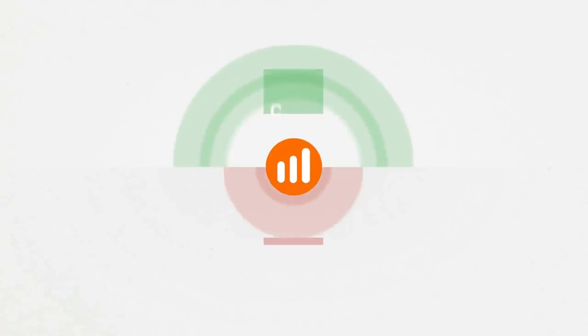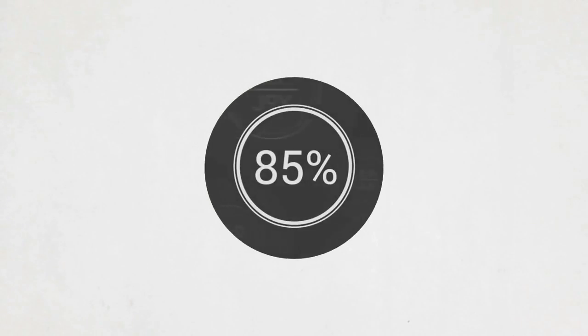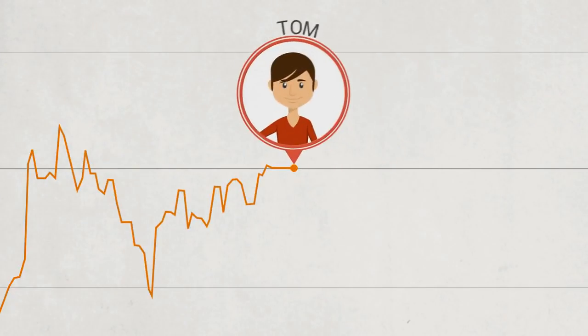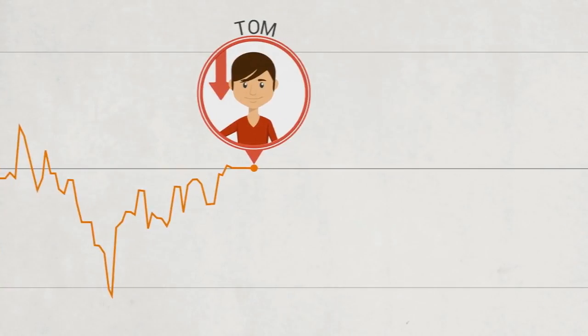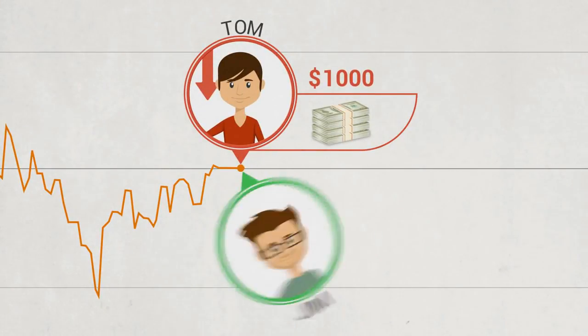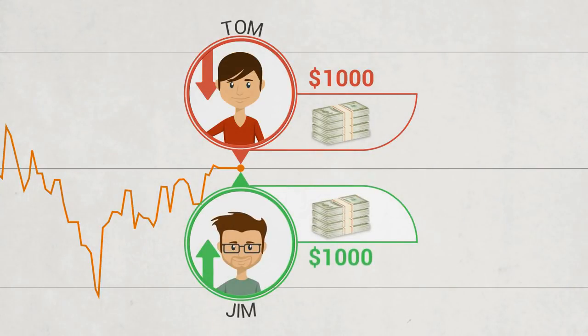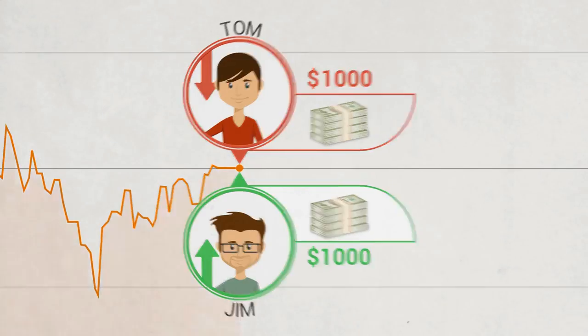IQ Option acts as a broker, selling options to traders who have multifaceted interests. The average rate of return for options is 85%. This is Tom. He believes that the price of the asset will go down, so he invests $1,000 on the conjecture that it will go down. And this is Jim. He thinks that the price of the asset will go up, so he invests $1,000 in it as well, theorizing that it will go up.